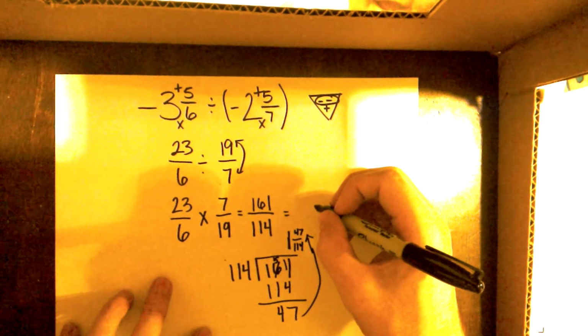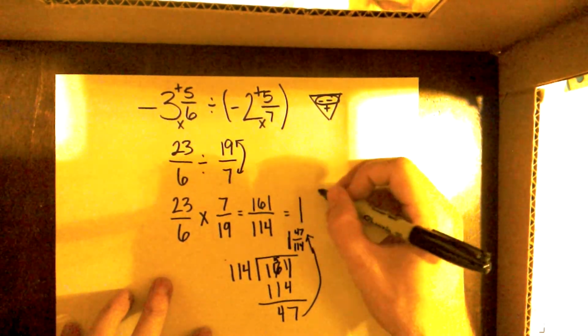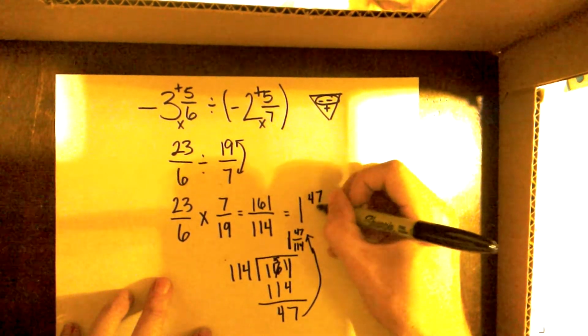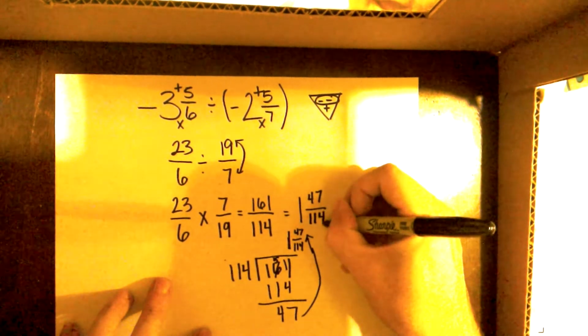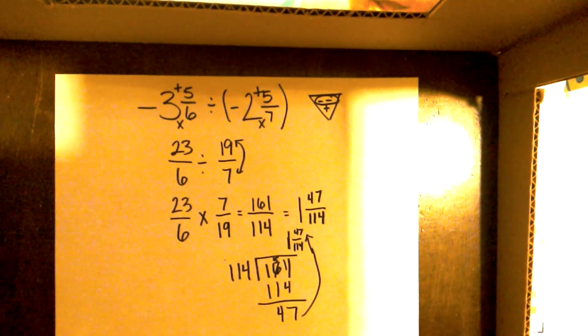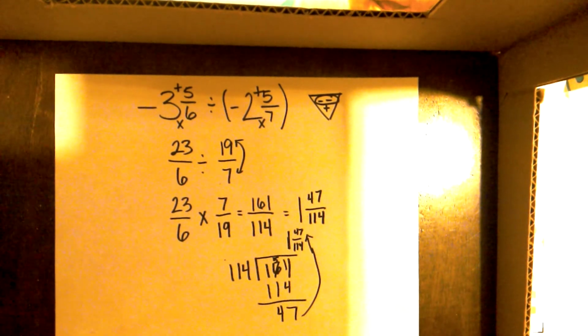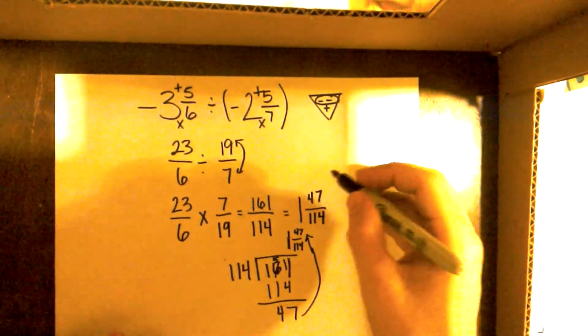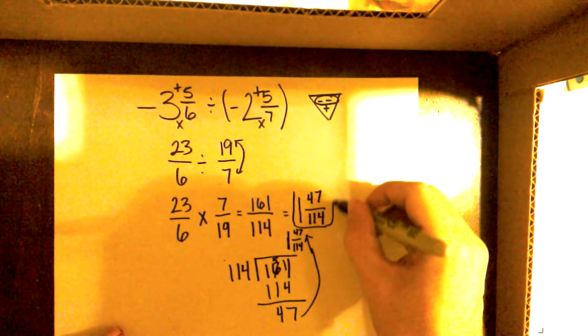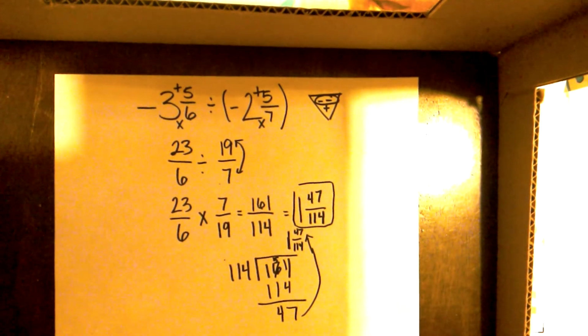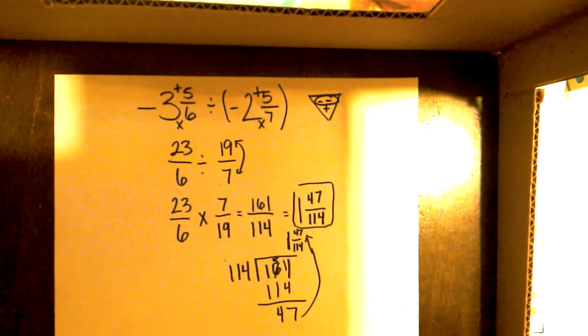My final answer is going to be 1 and 47 over 114. No, you cannot reduce that because 47 is a prime number. So what that means is that 2 and 5/7 goes into 3 and 5/6 1 and 47 out of 114 times.